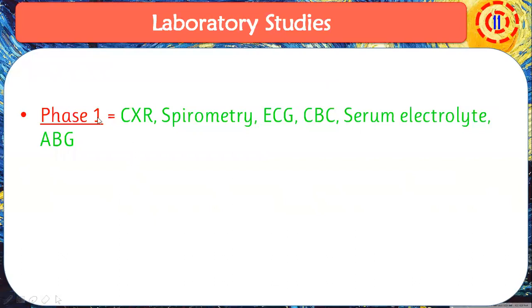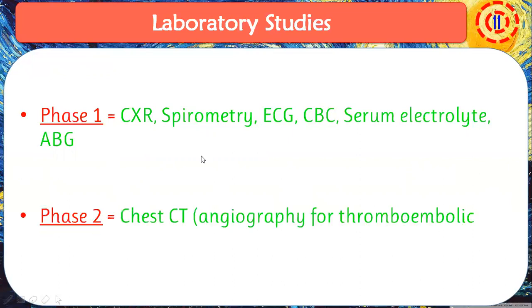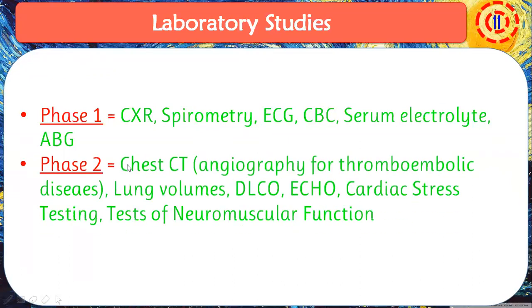And once these phase 1 tests are completed, if we have a specific diagnosis, then we do not need to perform the other phases of laboratory studies. However, if our diagnosis is not clear or not definite, then we have to go on to phase 2, which includes chest CT. And if we suspect thromboembolic diseases, then we have to do angiography.